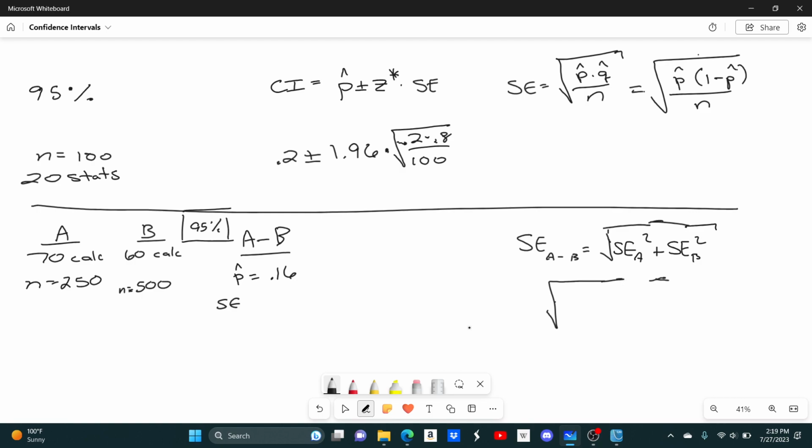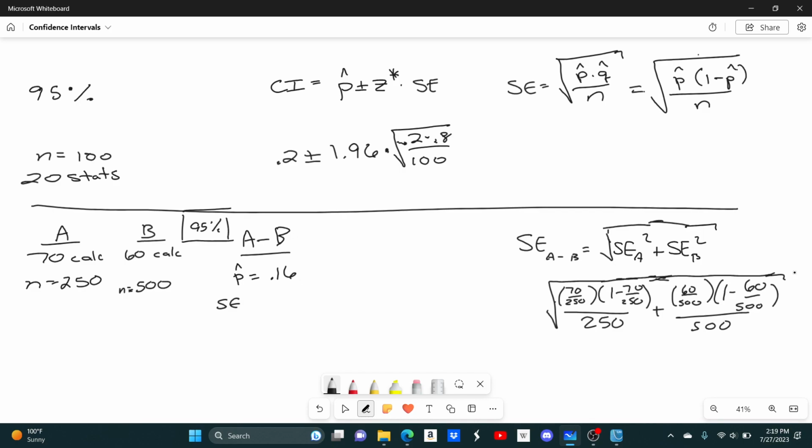So this would be the square root of, my pen is not being nice to me. Yeah, so that would be the square root of 70 over 250 times 1 minus 70 over 250, divided by 250, right? PQ over N. Plus, and then for B, it would be 60 over 500 times 1 minus 60 over 500, all divided by 500.